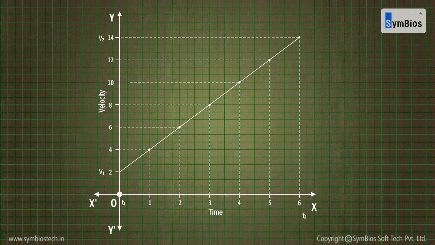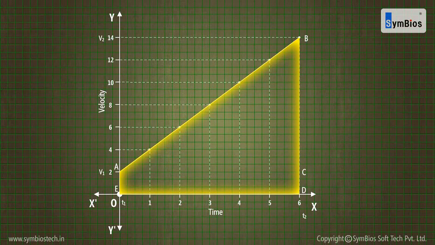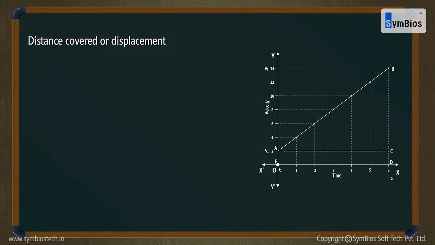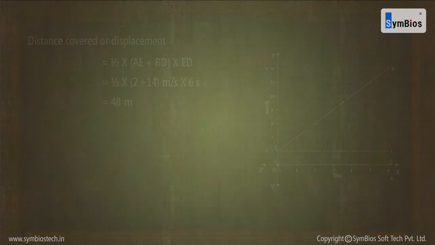The distance covered in a specified direction can be calculated by calculating the area of trapezium BDEA. Distance covered or displacement is equal to half into AE plus BD into ED, which is equal to half into 2 plus 14 meter per second into 6 second, equal to 48 meter.